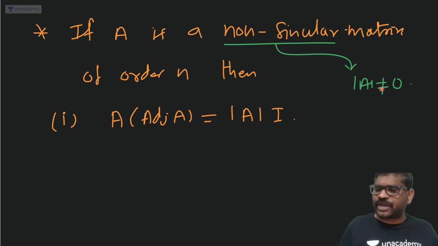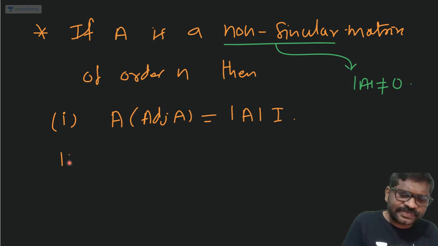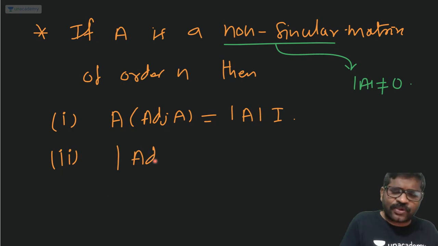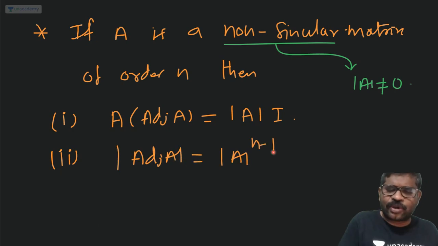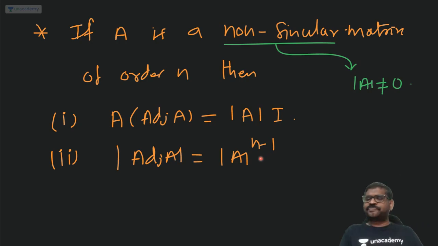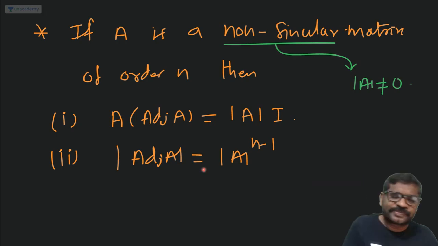A into adjoint A equal to det A into I. Next, determinant value of adjoint A equal to det A whole power n minus 1.